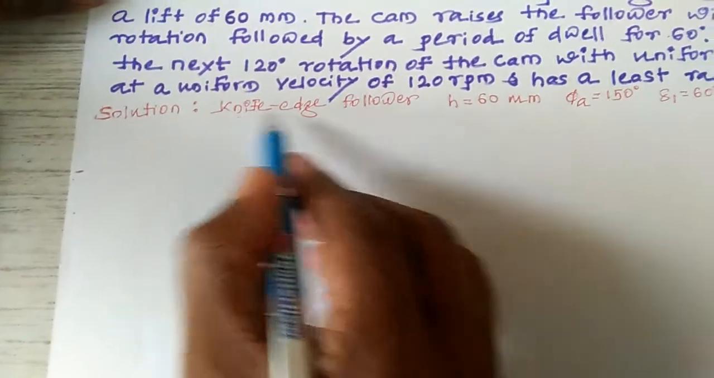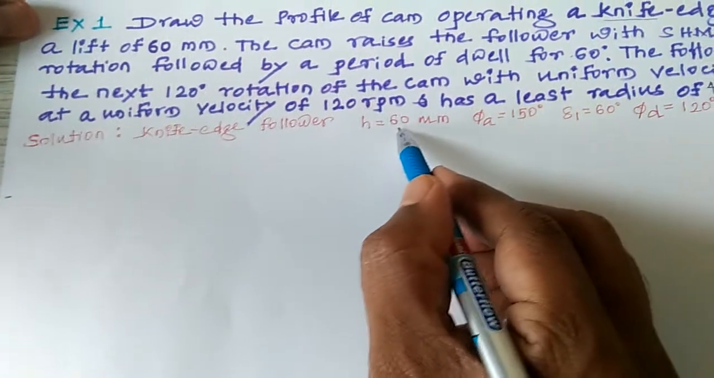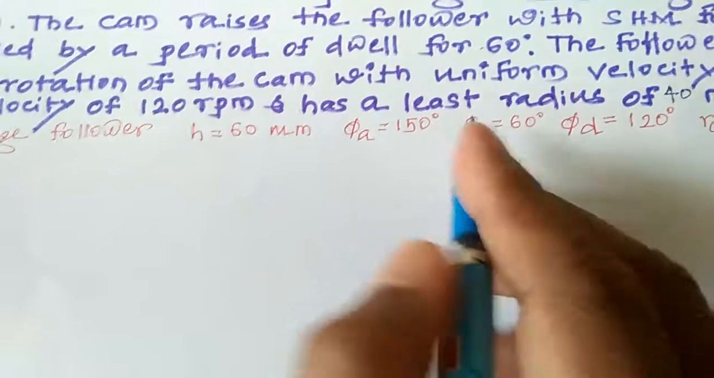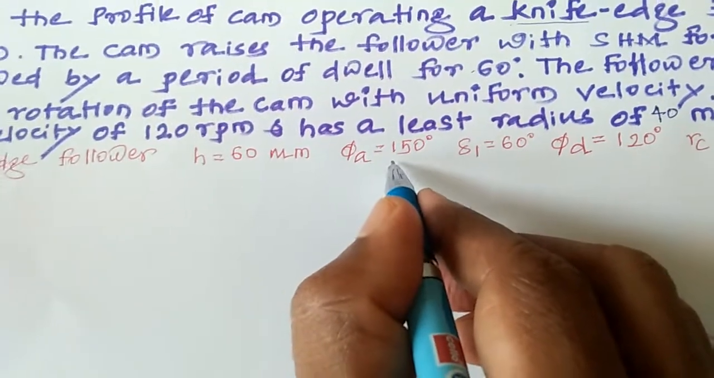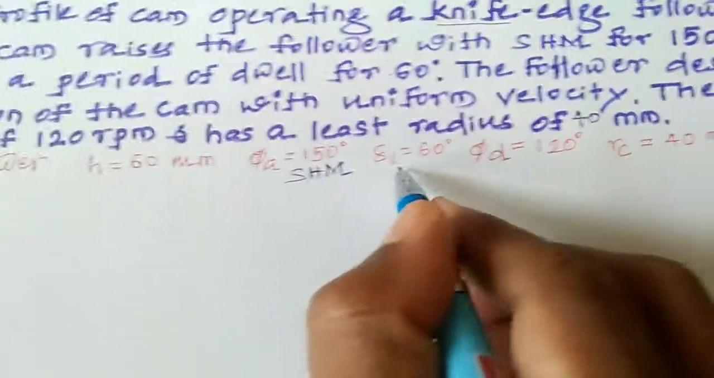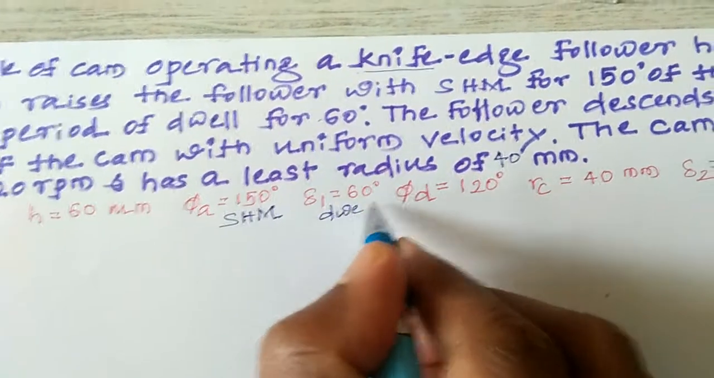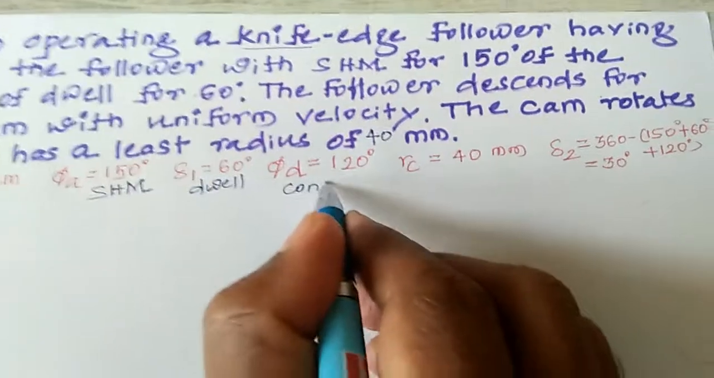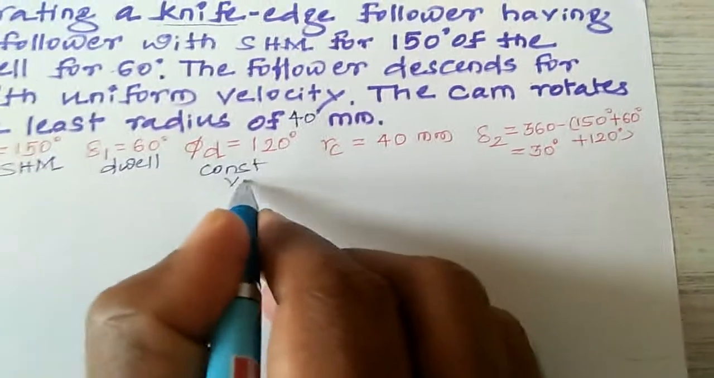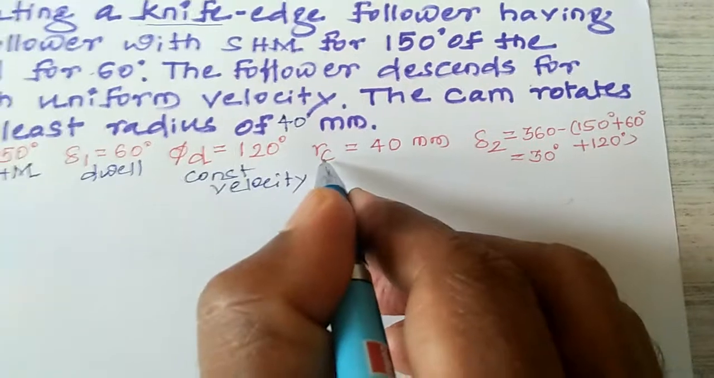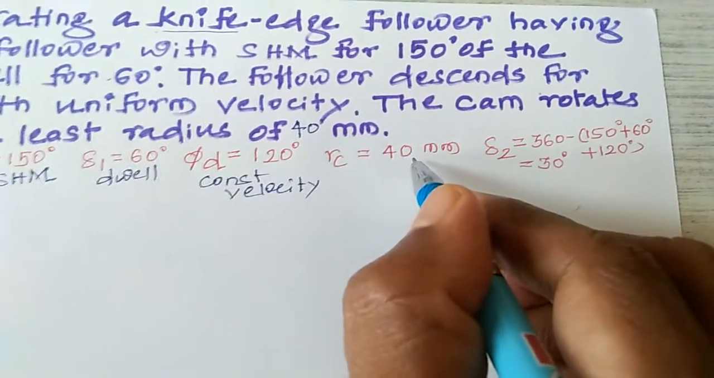Okay. Then the solution. The given follower is a knife edge follower. The lift of the follower is given as 60 mm. The ascent of the follower is 150 degrees, that is SHM only. This is delta 1, that is the dwell period. Then this is the descent, that is constant or uniform velocity. The radius of the cam, RC, is 40 mm.